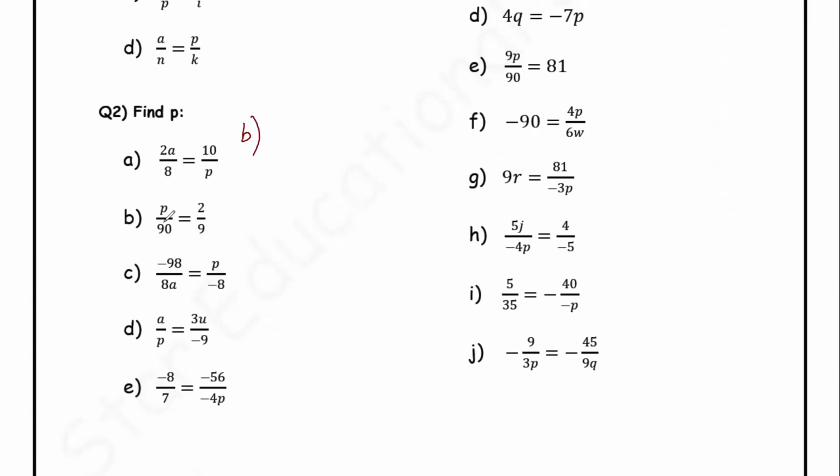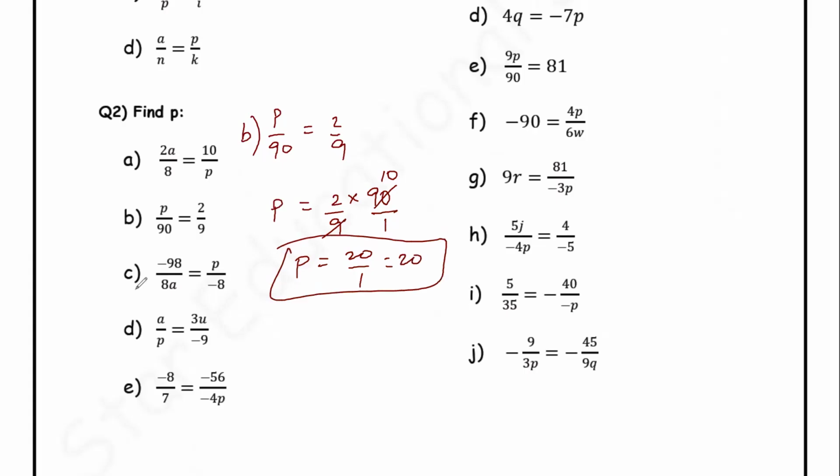B. P over 90 is equal to 2 over 9. Okay. So that's simple. P is equal to 2 upon 9 into 90. So for those who get confused whether 90 is in the denominator down here or up there, simply put a 1 down here so you know it's on the top. Okay. So 9 goes into 90 10 times. And so my answer is P is equal to 20. 20 over 1 means 20.